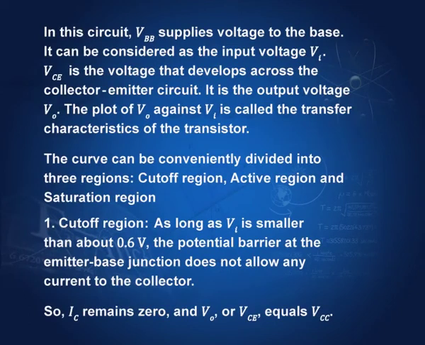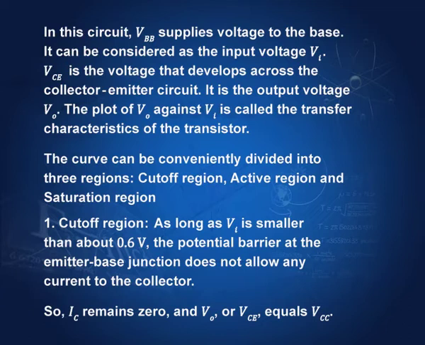So, in this circuit, VBB supplies the voltage to the base. It can be considered as the input voltage, Vi. So, VBB is the input voltage. VCE is the voltage that develops across the collector emitter circuit. It is the output voltage V0. The VCE is the one that develops across this emitter collector circuit, and therefore, that is the output voltage. So, we plot output voltage against the input voltage.